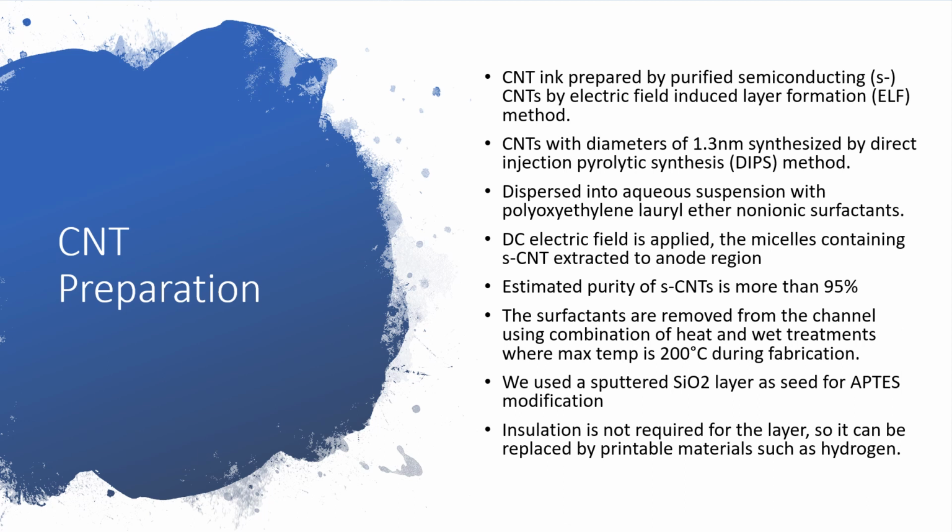The surfactants were removed from the channels using a combination of heat and wet treatments. The maximum temperature was 200 degrees centigrade during the fabrication. In this study, we used a sputtered SiO2 layer as a seed for APTES modification. However, reliable insulation is not required for the layer, so it can be replaced by printable materials such as hydrogen silsesquioxane.